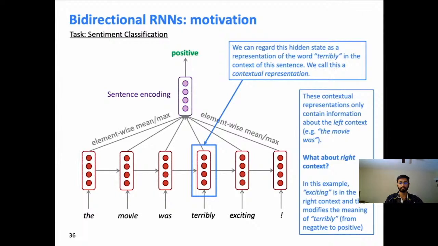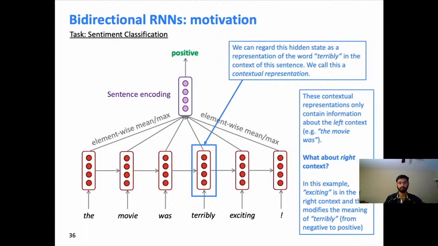So what we're asking is, what about the right context? The right context of "terribly" is the word "exciting" and the exclamation mark. Do we think that the right context is useful here? Do we think that this is something we want to know about? I would argue that in this example, it is actually kind of important, because we've got the phrase "terribly exciting." If you look at the word "terribly" in isolation, "terrible" or "terribly" usually means something bad, right? But "terribly exciting" usually means something good, because it just means very exciting. So if you know about the right context, the word "exciting," then this might quite significantly modify your perception of the meaning of the word "terribly" in the context of this sentence. And especially given that we're trying to do sentiment classification, this is kind of important.